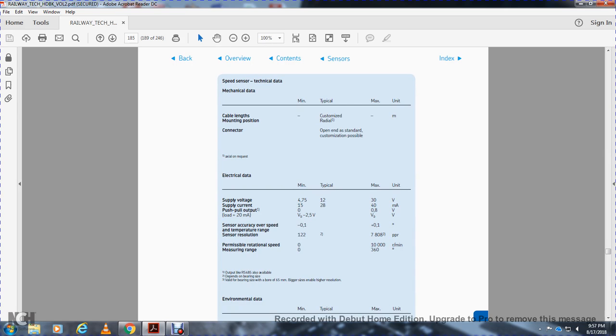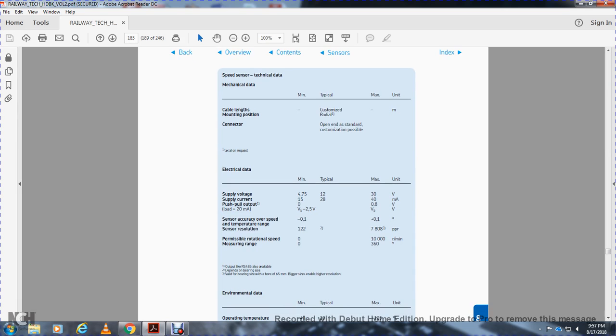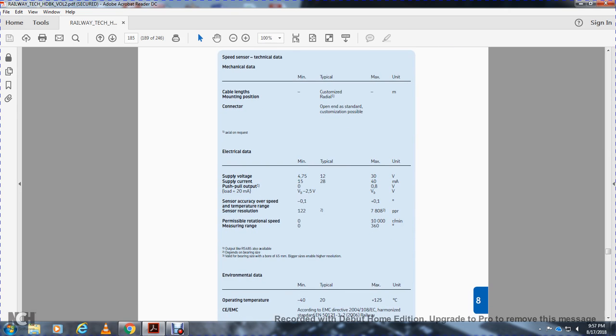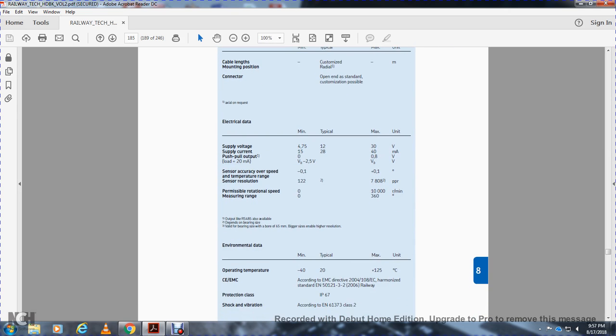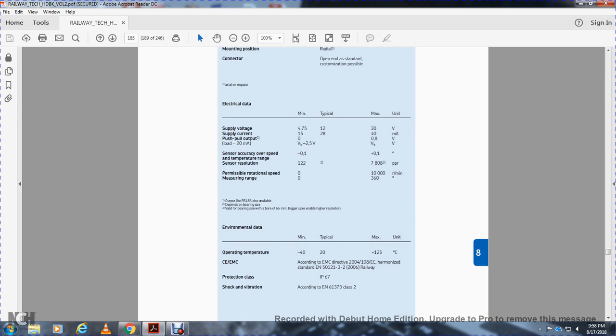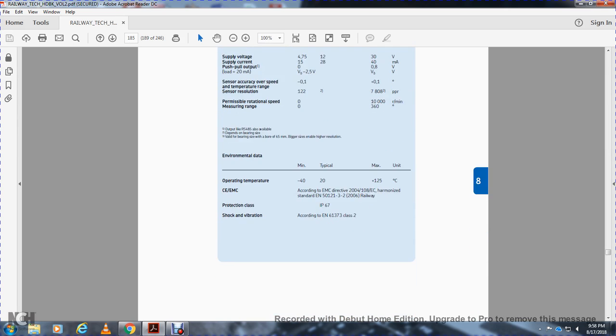Speed sensor technical data. Mechanical data: minimum, typical, maximum, cable length, mounting position, connector. Electrical data: supply voltage, supply current, push-pull output, sensor accuracy, overspeed, temperature, sensor resolution, permissible rotation speed, measuring range. Environmental data: operating temperature, EMC, protection class, shock, vibration.